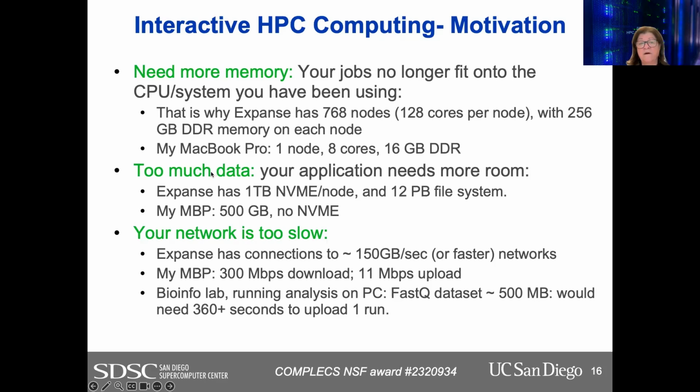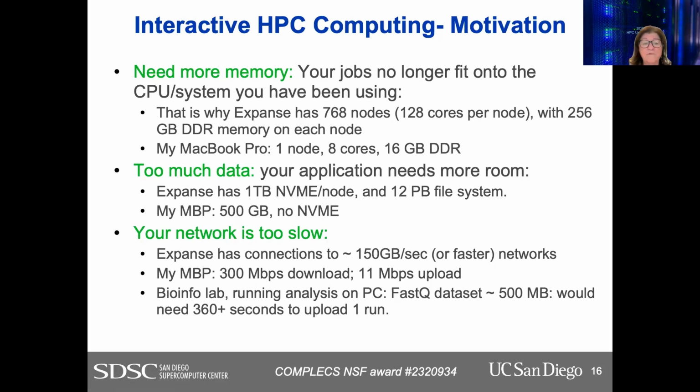And so you have too much data, obviously. It has a terabyte of NVMe per node. And so you could do a lot of data processing using a parallel visualizer, for example, like ParaView. And your network is too slow. Expanse connections are in the hundreds of gigabytes per second and growing. And we always have the latest and greatest networks on our systems. And I get right now 300 megabits per second. I could get a gigabit if I want to pay for it, but that's about all I need right now.